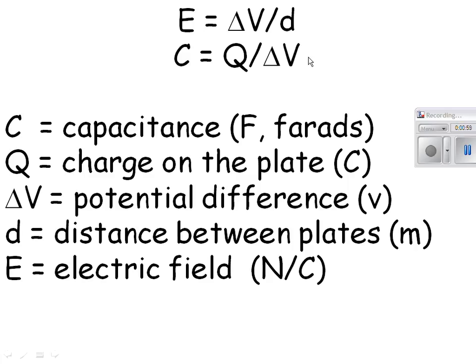So C is capacitance measured in farads, F. Q is charge on the plate measured in coulombs. Delta V is the potential difference between the plates measured in volts. D is the distance between plates measured in meters. And E is the electric field measured in newtons per coulomb.